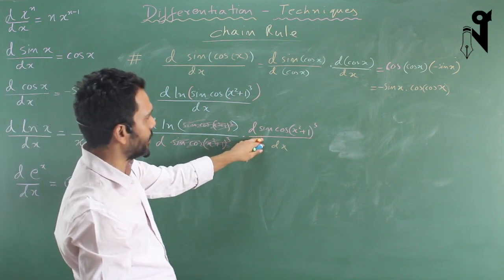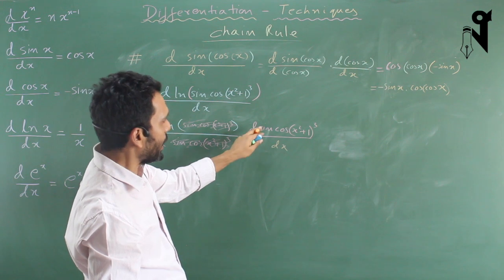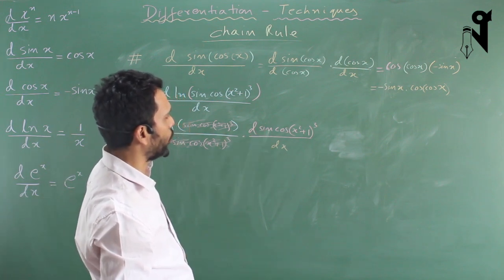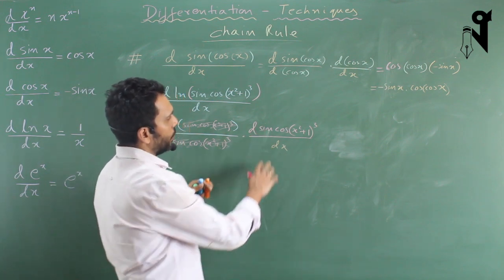But then this again is a problem. But had this been the original problem, what would you have done? You would have read this function again.